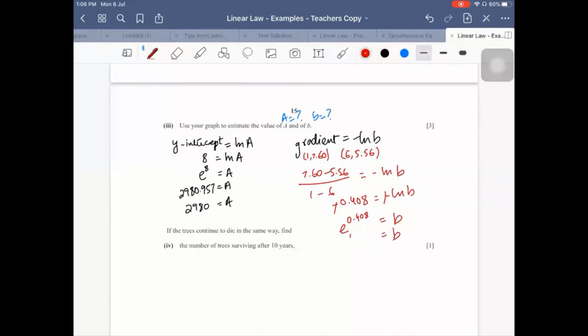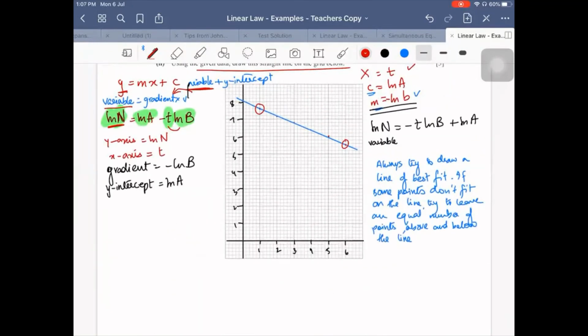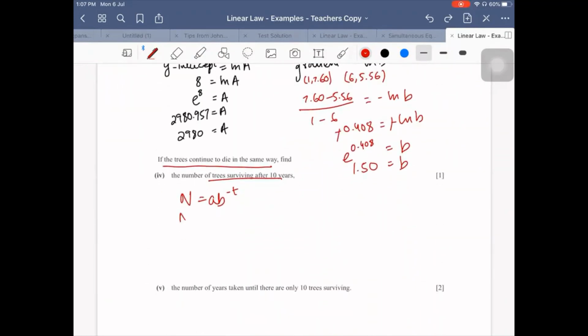सही है. आई होप सबको समझ आ रहा है. 1.50 आ रही है B की वैल्यू. ओके find the number of trees surviving after 10 years. ओके सो वैसे तो मैं अगर इसको स्ट्रेच कर पाता तो मैं इसको 10 तक स्ट्रेच करता और मैं वैल्यू निकाल लेता. But right now since I can't do that, I am going to use the equation. इक्वेशन मेरी ये थी, इसमें मैं A और B की वैल्यूज लगा देता हूँ. पहले ये बन गया 2980 × 1.5 power minus t.